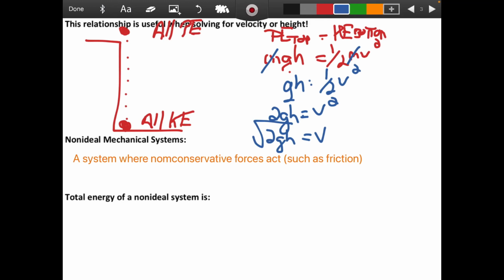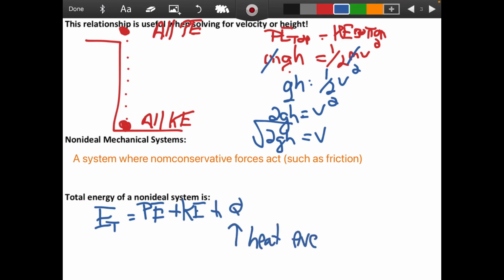For non-ideal mechanical systems, like the first page where I had the different inclines and where friction's acting, energy is still conserved in these situations. But in a non-ideal system, the total energy is going to be equal to the potential energy plus kinetic energy plus Q, where Q is heat energy, or something often referred to as internal energy. And they all have units of joules.